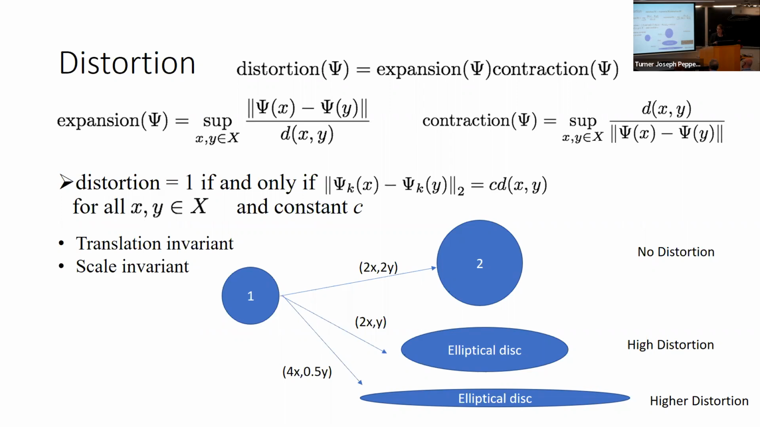And the distortion is one if and only if our embedding distances are a scaled version of the original distances. So here, for example, if we take all our points and we just multiply the coordinates by 2, we have no distortion. However, in these two cases where we have some elliptical projection, we're incurring higher and higher distortion. And what we would like are embeddings that don't distort our distances.